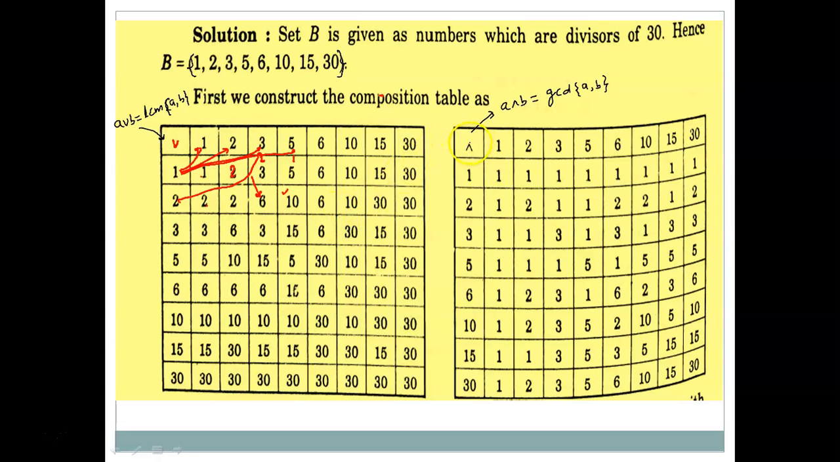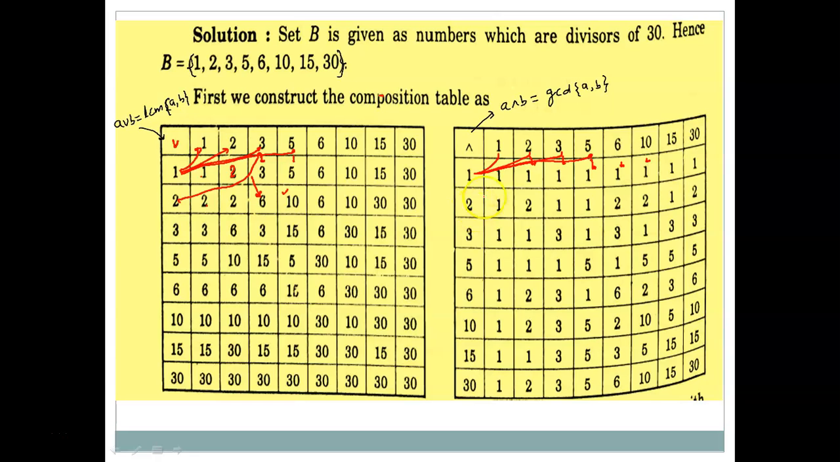Exactly in the same manner we construct the second table. A meet B is equal to GCD of A and B. Means in the first row here we will be taking the greatest common divisor, GCD of this 1 and 1, 1 and 2 you will write here, GCD of 1 and 3 you will write here, and GCD of 1 and 5 you will write here, and then GCD of 1 and 6 here, GCD of 1 and 10 is here, GCD of 1 and 15 here, GCD of 1 and 30 is here.